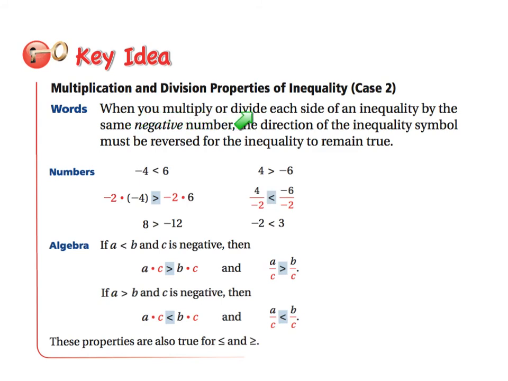So the next key idea is the second case. When you multiply or divide each side of an inequality by the same negative number, the direction of the inequality symbol must be reversed in order for the inequality to remain true. So look at what happens here. If I multiply an inequality by negative 2, your inequality must be reversed. If I divide both sides by a negative, my inequality must be reversed. Now this is also called the multiplication and division property of inequality.